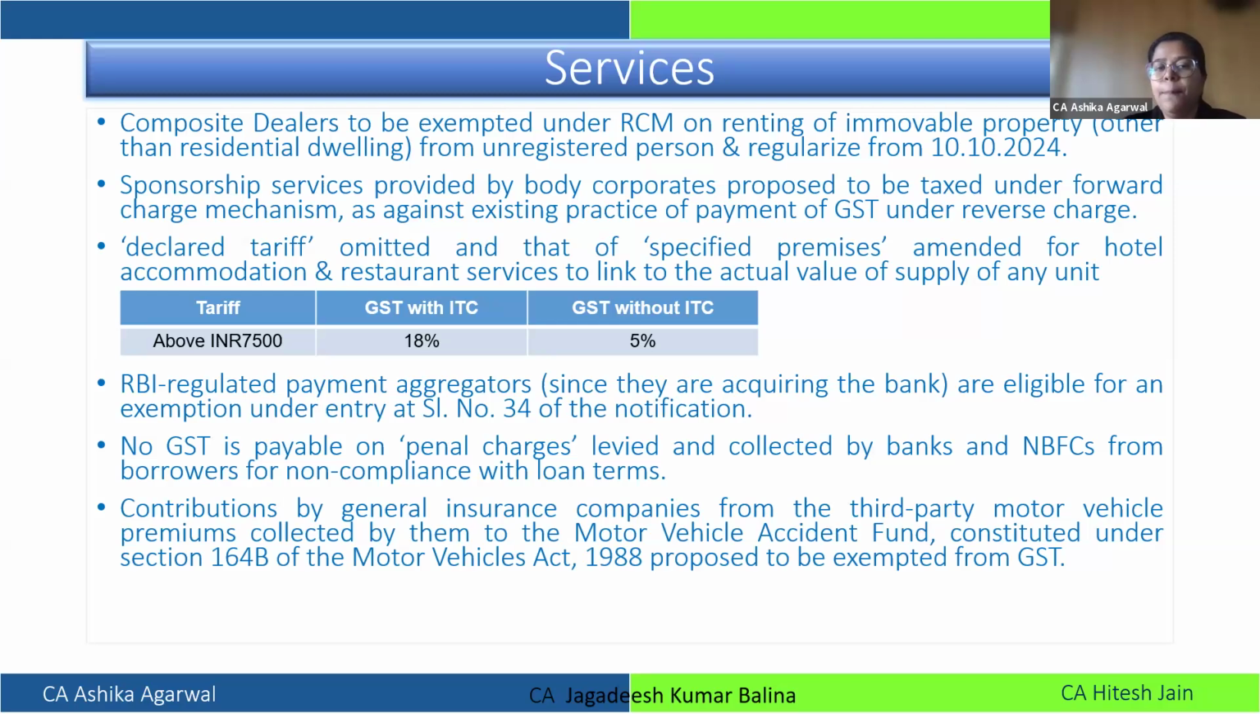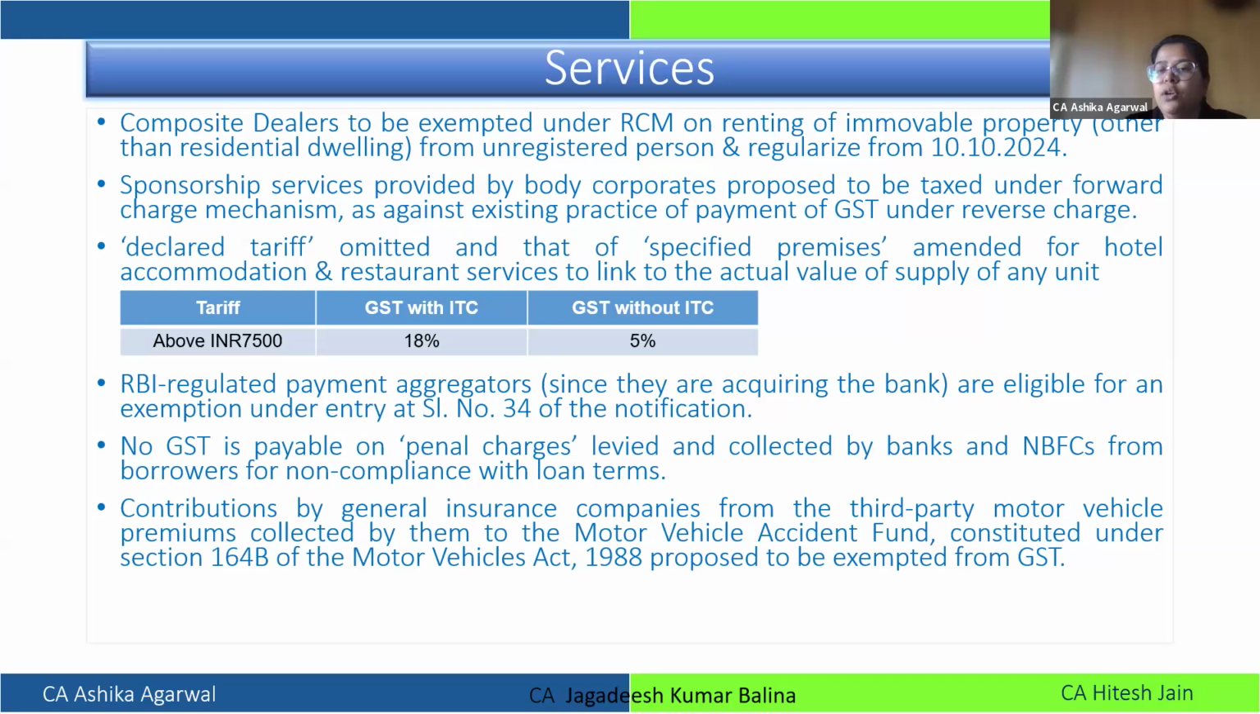Then the next part is sponsorship service. Now sponsorship service was covered under RCM, irrespective of who is providing. Now they are saying if it is provided by a body corporate, then it will not be covered under RCM, it is under forward charge. So if you are a body corporate who is providing sponsorship service, make sure you make the changes. Now you are required to charge under FCM.